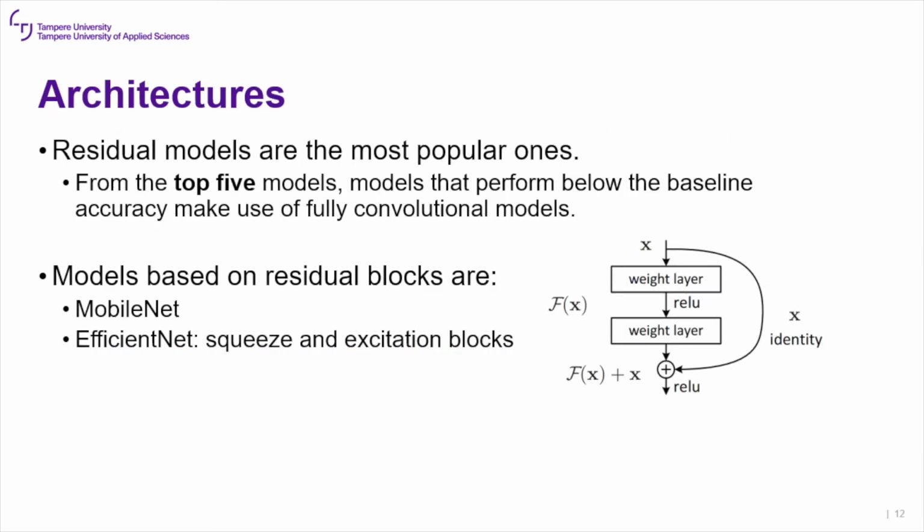The most popular architectures are the residual models. In fact, a total of 15 teams use them. The exception is the second best team, which uses ensembles of CNNs, and the ones below baseline, which make use of fully convolutional networks. Some models that consider processing power and memory constraints are MobileNet and EfficientNet, which are networks based on residual blocks. A total of 5 teams use some modified version of such models.